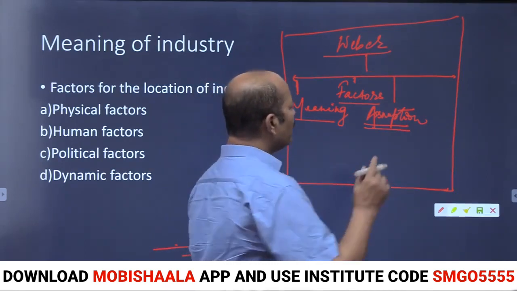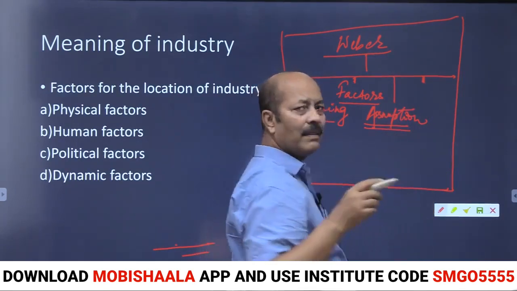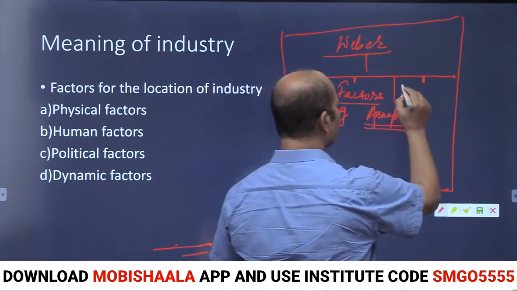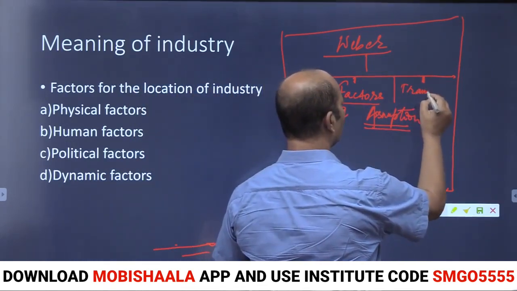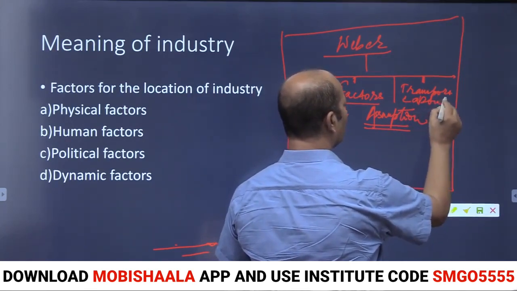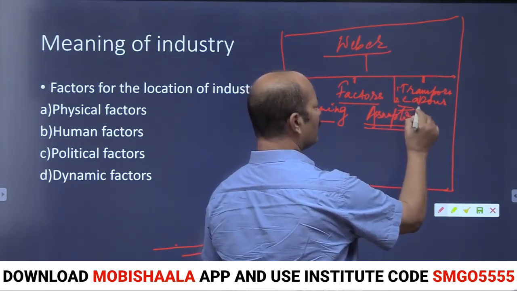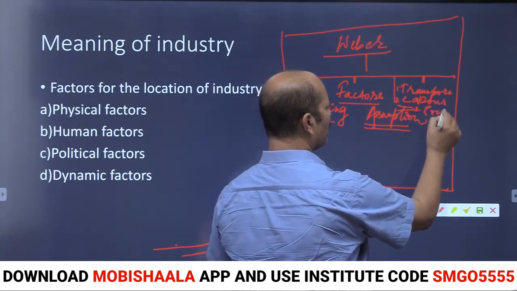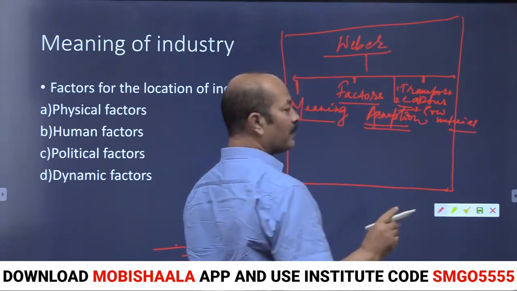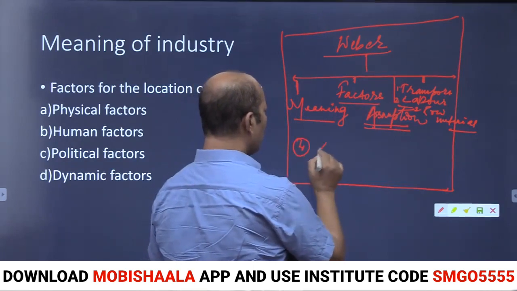Now you go for the next one, the concept given by Weber in relation to transport, labor. The first thing is market transport, the second thing is labor, and the third is raw material. This will be the next area of discussion. Now the fourth area will be the application and criticism.